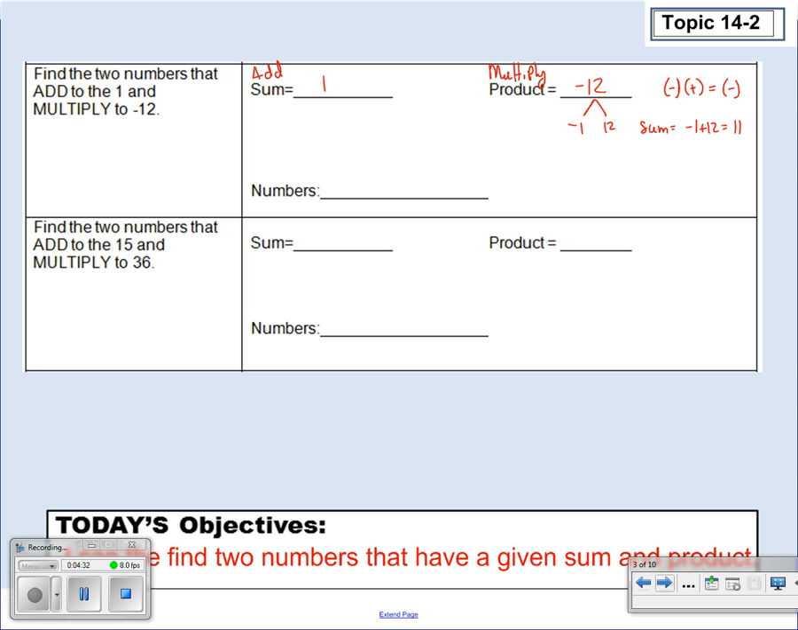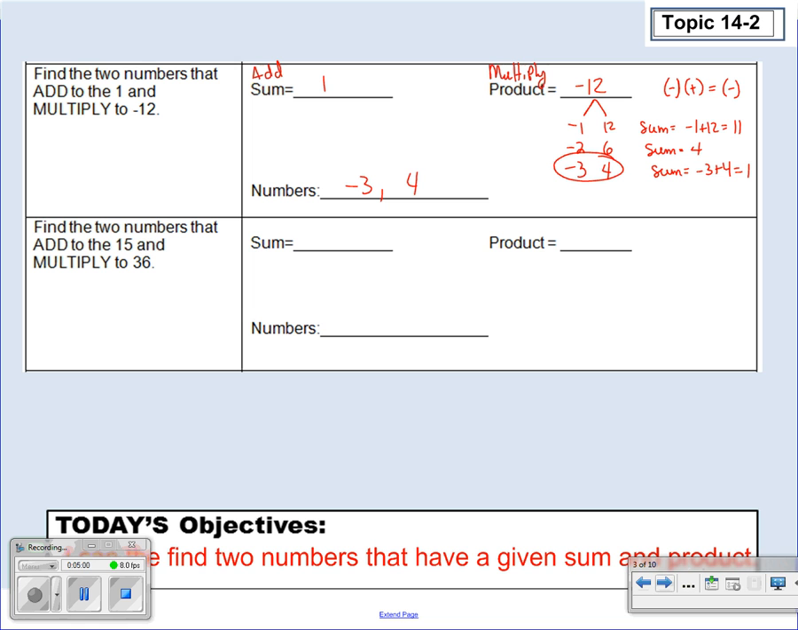So we're going to go on to -2. -2 times a positive 6. If I add the sums together, -2 plus 6 gives us a positive 4. -3 times a positive 4. Look at the sum. -3 plus a positive 4 equals a positive 1. We have the two numbers, -3 and +4, that will give us the correct product and sum.